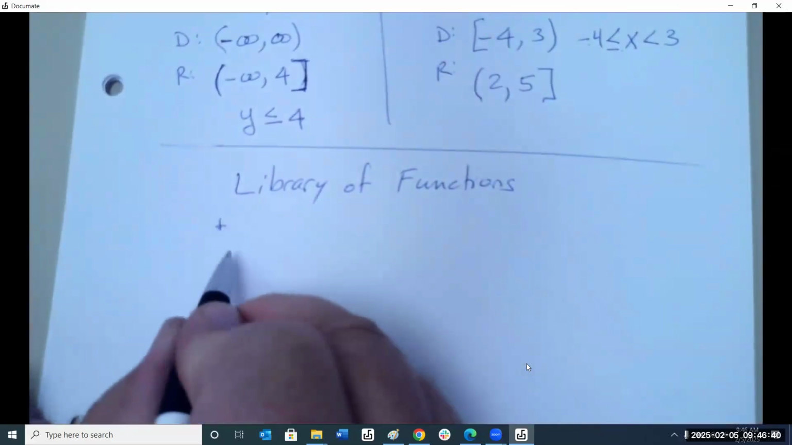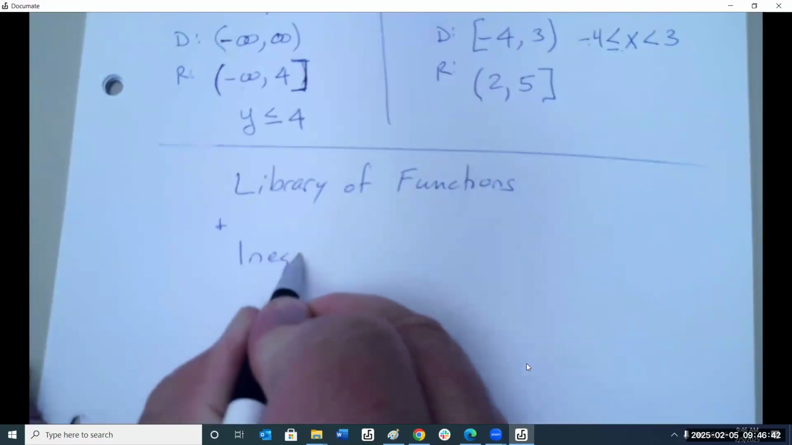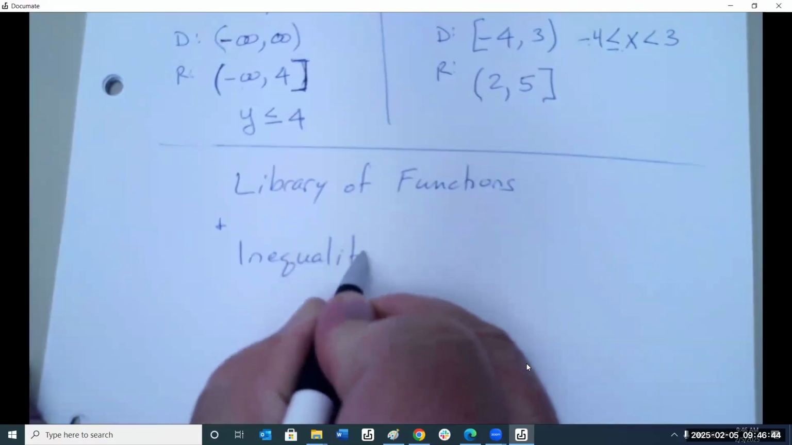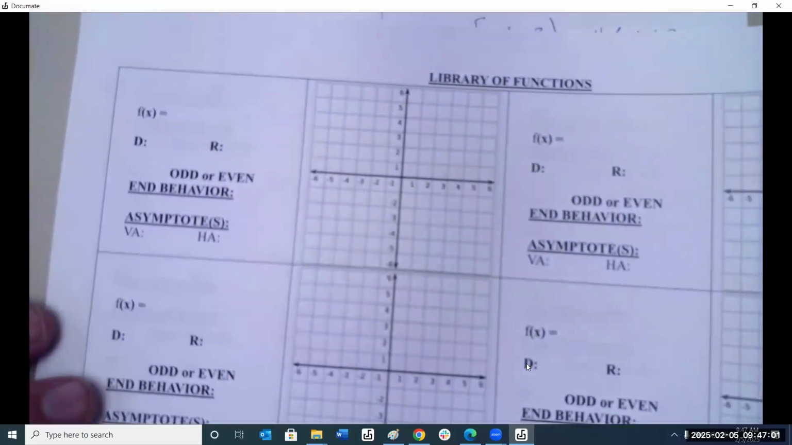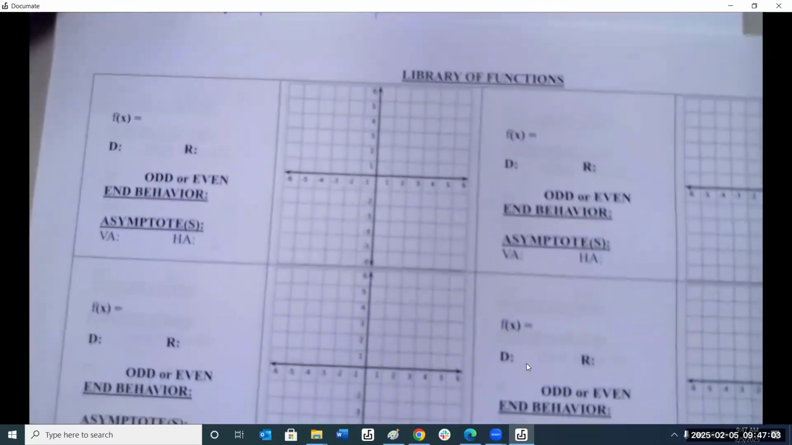And inequalities. That's what we're going to do today. Because we've already been introduced to it, but we haven't really been introduced to it. So let's look at the library of functions. Here's the sheet I gave you.